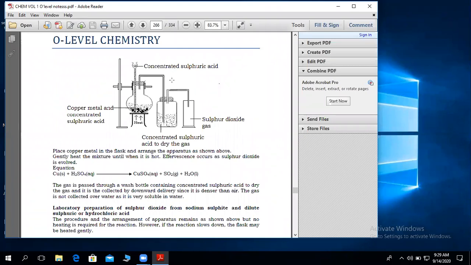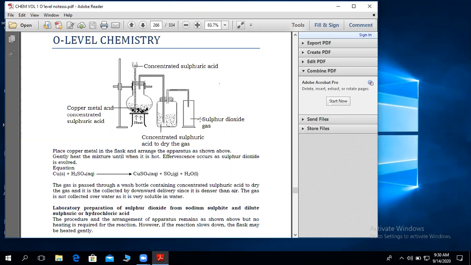Now, sulfur dioxide, I already told you that it is an acidic oxide. What does that mean? It means it can be dried by concentrated sulfuric acid, because being an acidic gas, it cannot react with concentrated sulfuric acid. So the drying agent here is concentrated sulfuric acid. It is the one used to dry sulfur dioxide gas. It is used to dry carbon dioxide gas because those acidic gases do not react with concentrated sulfuric acid.